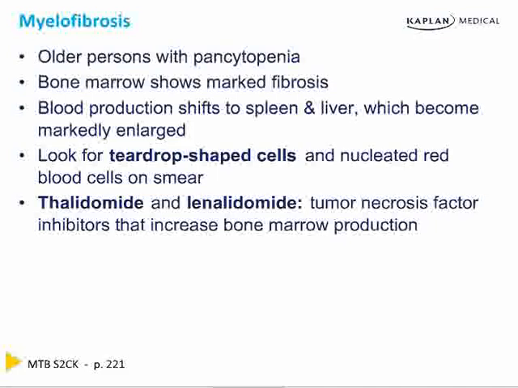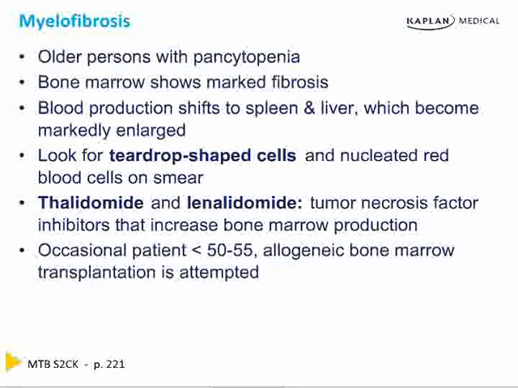We used to just transfuse them. Now we have thalidomide and lenalidomide, tumor necrosis factor inhibitors, TNF inhibitors, and they really help. This is a miracle drug for this disorder because we went from no real treatment to some treatment, and that's pretty miraculous. Now, some patients, if they're truly young enough, can get an allogeneic bone marrow transplant. That's the only way to cure it. So myelofibrosis is pancytopenia, big spleen, look for teardrop-shaped cells, and treat with lenalidomide.